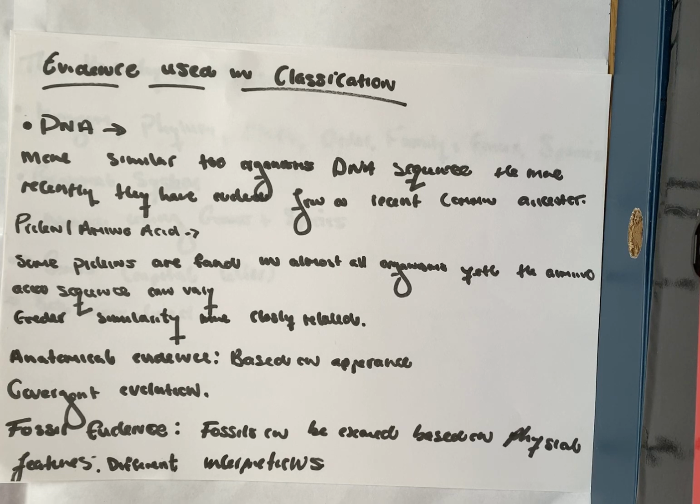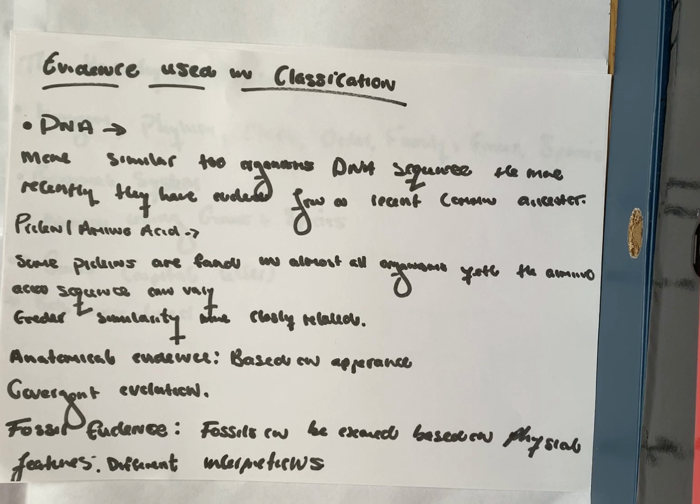Another problem of this is that members of the same species can look entirely different. An example of this is the differences between the ants. You've got the queen ant, you've got the worker ants, and you've got the soldier ants. And all these ants are members of the same species but look very different because they perform entirely different roles.